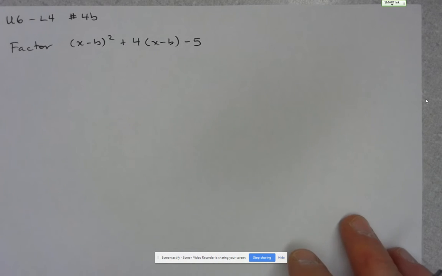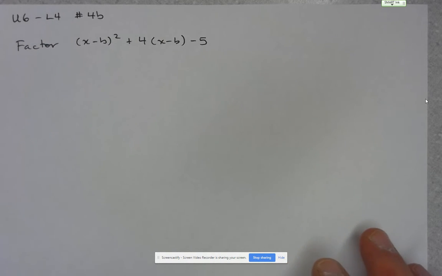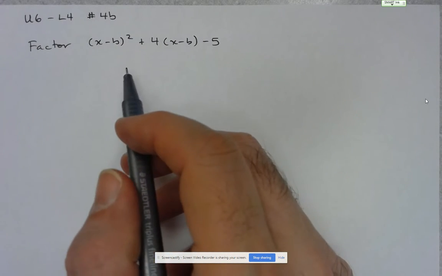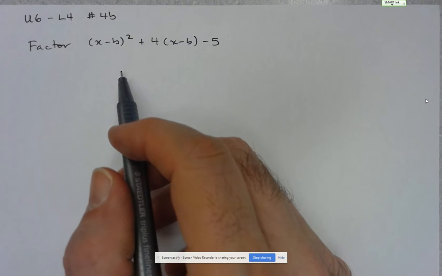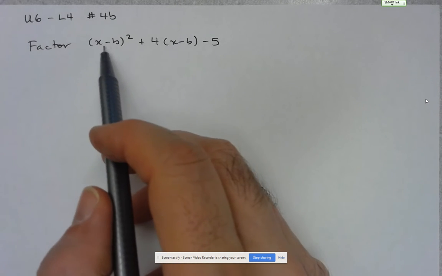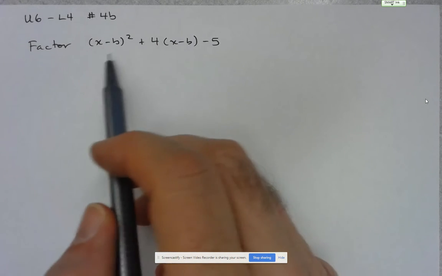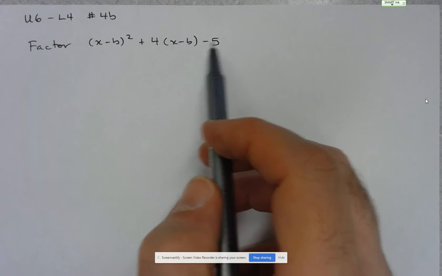Hi folks, we're going to take a look at number 4b from the Unit 6 Lesson 4 worksheet. So they're asking us to factor this expression, and at first it might not look too familiar, but what I'm hoping you notice is that I've got this expression x minus b squared, then it appears on its own in the next term, and then minus some number.